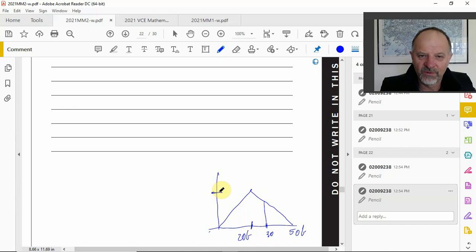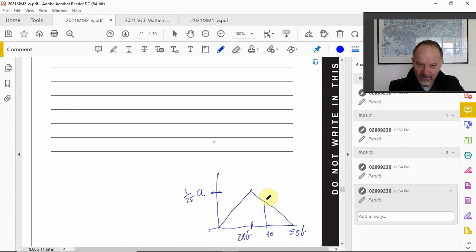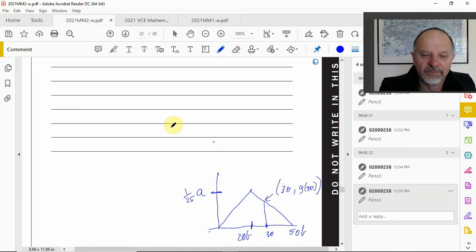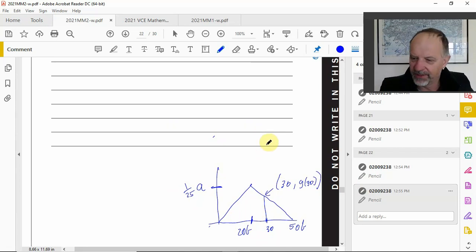Now we've also had a dilation here of 1/25, and that's 8. So that's what we now have. And this point here has the coordinates 30 and g of 30, which is our height, this one here. So why have I done that? Because I can come up with a couple of different equations, because I know this total area has got to equal 1.